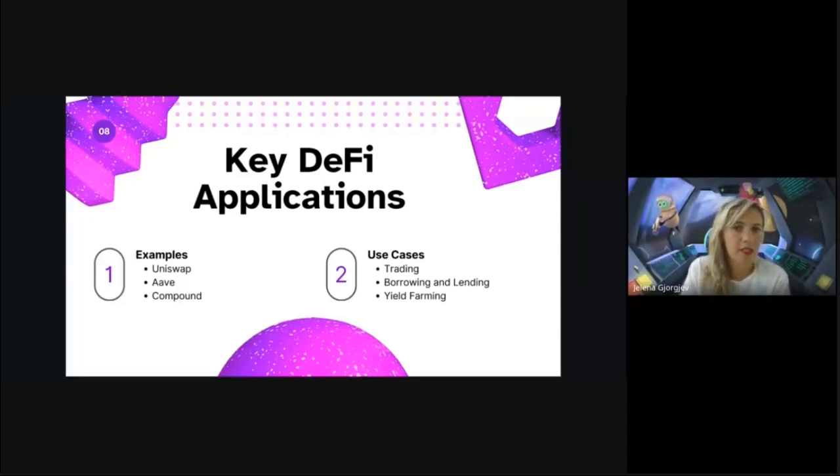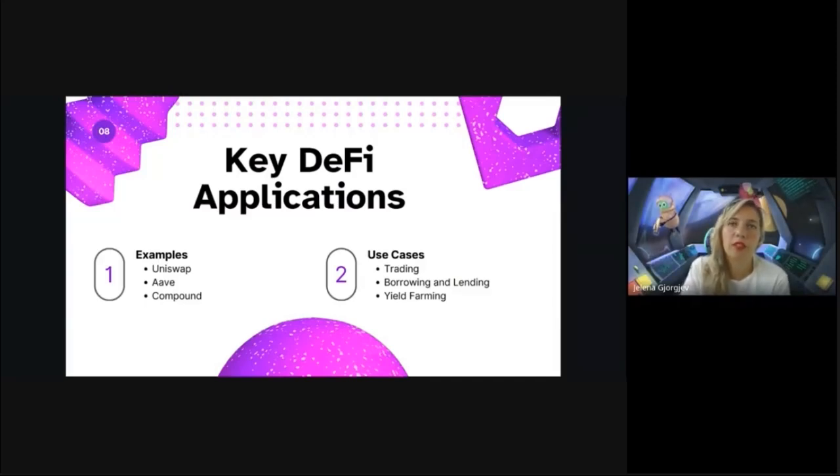So Aave is a decentralized lending platform that allows users to lend and borrow a variety of cryptocurrencies, and lenders can earn interest on their deposits, while borrowers can obtain loans without the need for traditional credit checks. Aave also offers innovative features like flash loans, which enable users to borrow funds without collateral, as long as the loan is repaid within the same transaction.